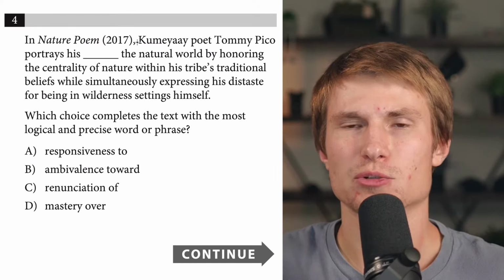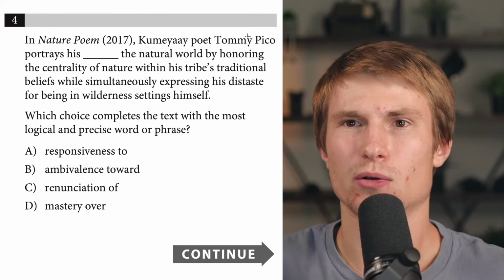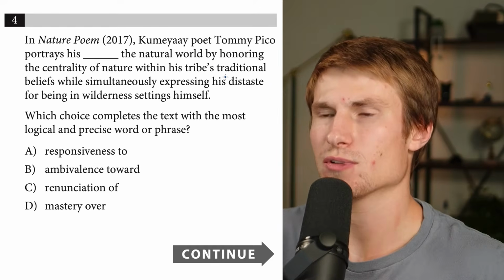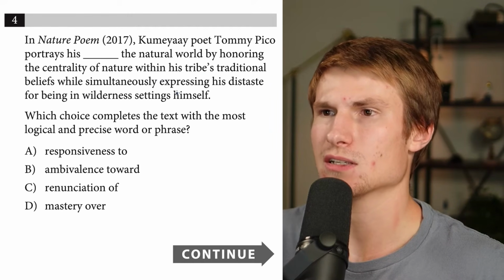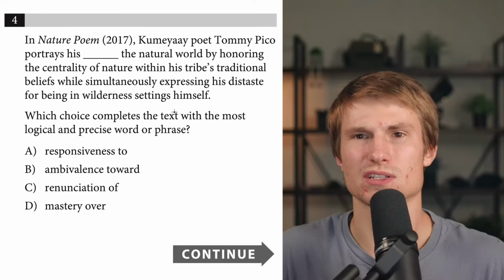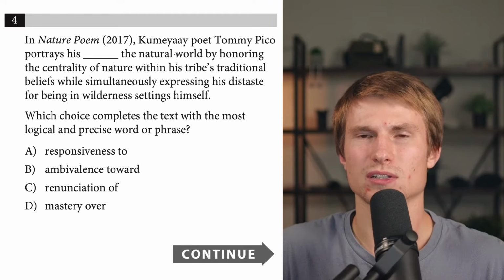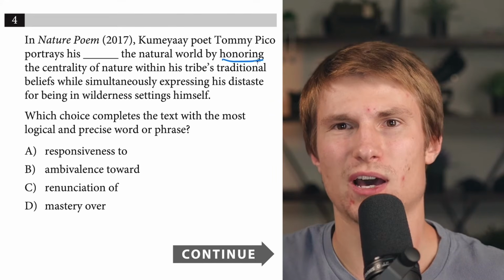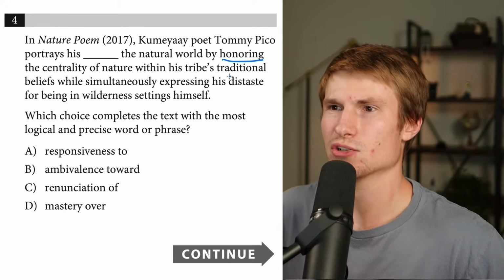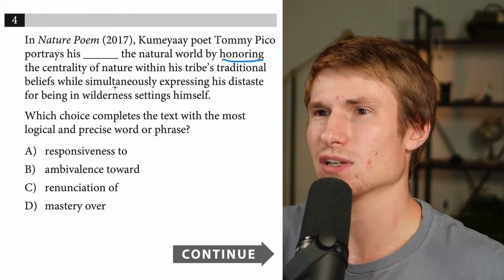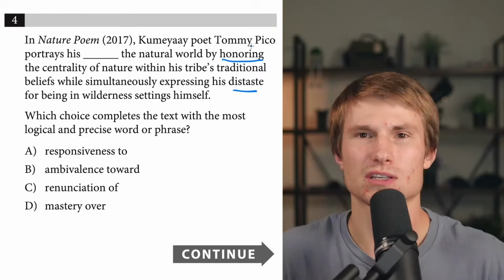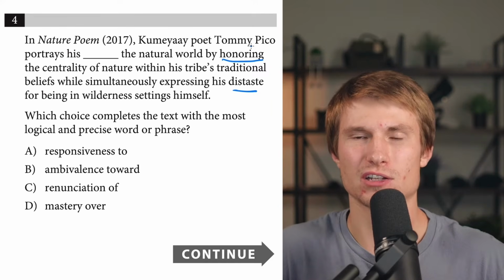Question 4. In Nature Poem, 2017, Kumeyaay poet Tommy Pico portrays his blank the natural world by honoring the centrality of nature within his tribe's traditional beliefs while simultaneously expressing his distaste for being in wilderness settings himself. All right, well, ultimately here, poet Tommy Pico portrays his blank the natural world by honoring, okay, so positive connotation, the centrality of nature within his tribe's traditional beliefs while simultaneously expressing his distaste for being in the wilderness settings himself. So we have this sort of contrast of a positive connotation with a negative connotation.